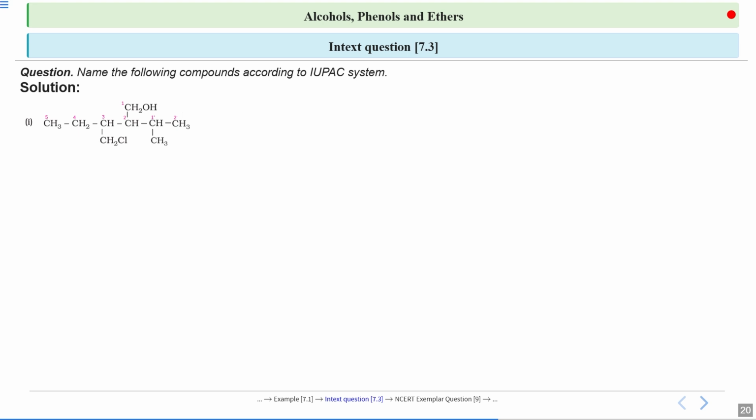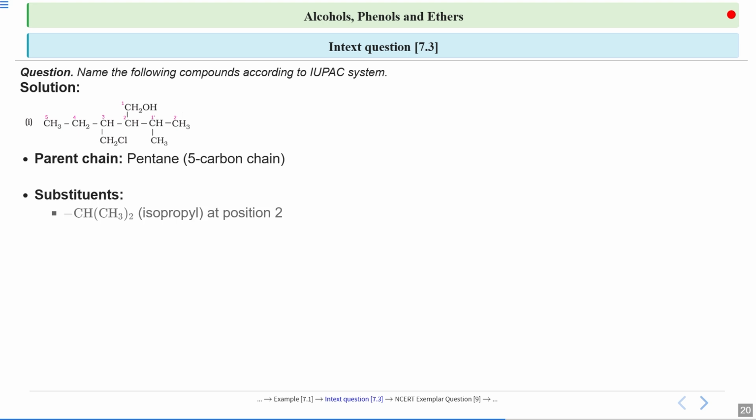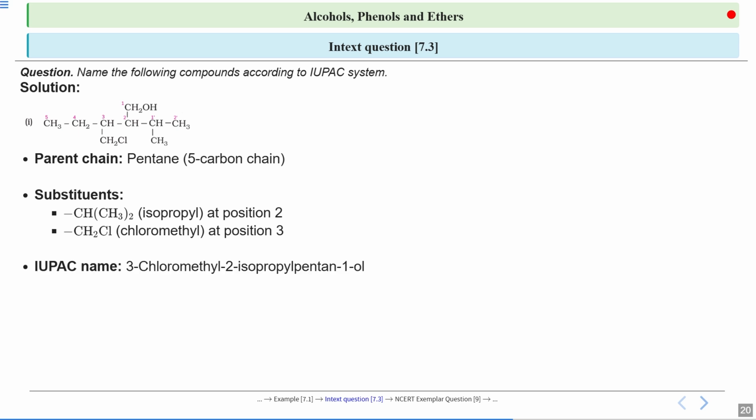So the parent chain here is actually pentane, that is a 5 carbon chain. We talk about the substituents: CH3 twice, that means isopropyl. The isopropyl substituent is present at the second carbon of our parent chain. Similarly, the CH2Cl chloromethyl substituent is present at position 3 of the parent chain. So the IUPAC name will be 3-chloromethyl, 2-isopropyl, pentane, 1-ol.